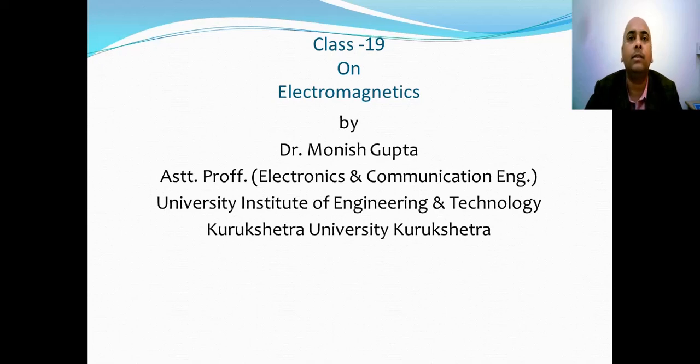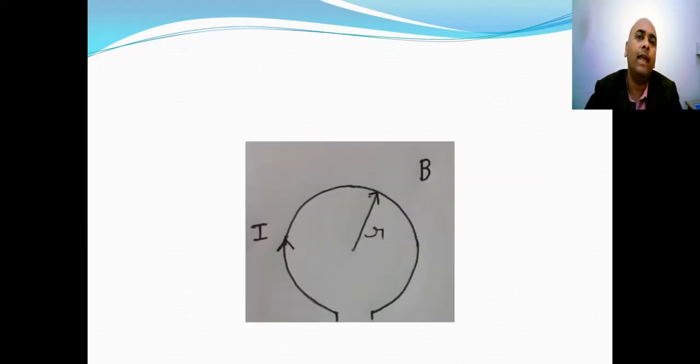So in this class we will calculate the expression of torque experienced by a current carrying loop placed in a magnetic field. Whenever a current carrying closed loop is placed in a magnetic field, the closed loop experiences a torque, and due to this torque experienced by the closed loop, there happens rotational motion of the closed loop.